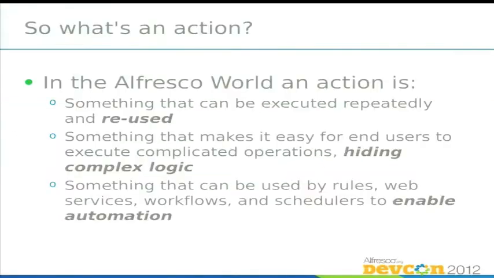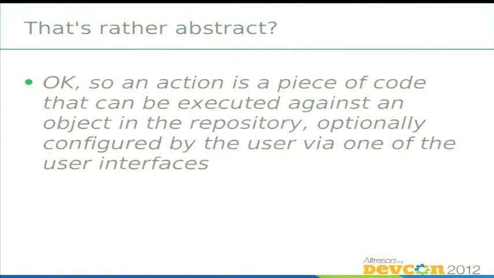So, what's an action? You can say it's a unit of work that you encapsulate, and then you can reuse it. You can reuse it from many different parts of the system, so you can use it from rules, workflows, web scripts, and so on. And it also hides complexities for end users. So that's basically a high-level view of an action. That's kind of abstract, so what is it really?